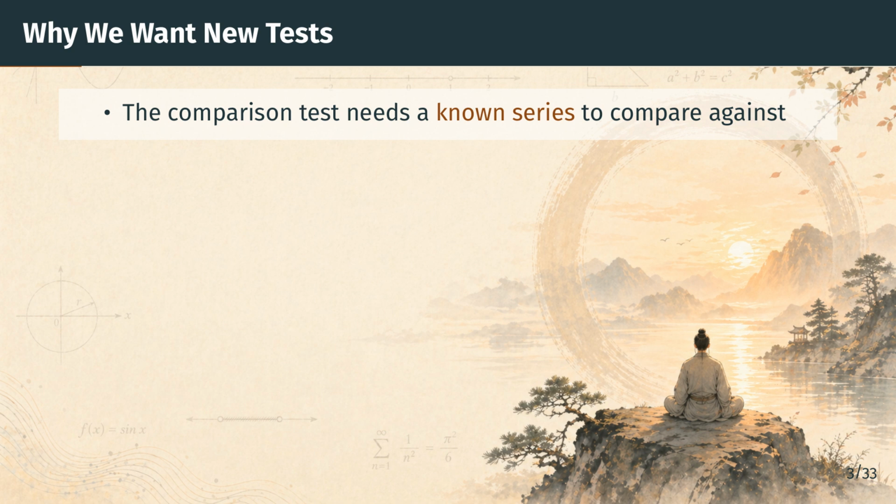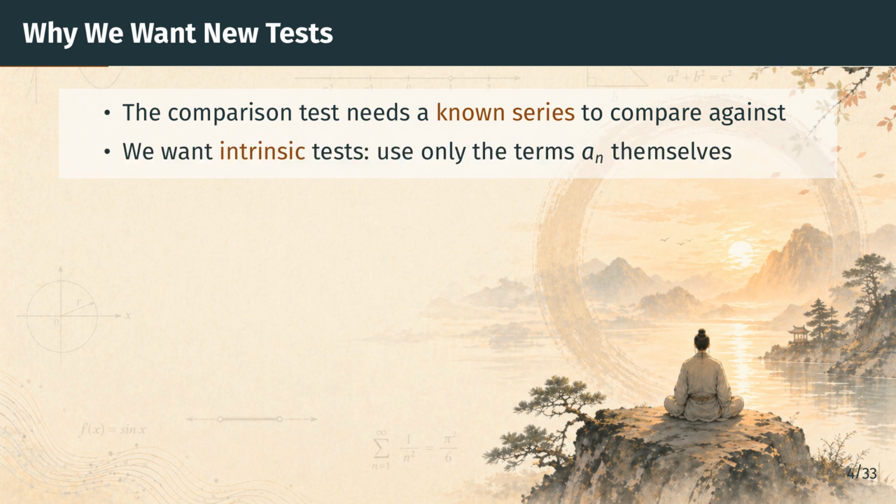Next, let's see what we would prefer instead. What we really want is a test that is intrinsic. That means a test we can apply by looking only at the terms a_n of the series in front of us, without having to hunt for a clever comparison series. We feed in the terms, run a computation, and get an answer.